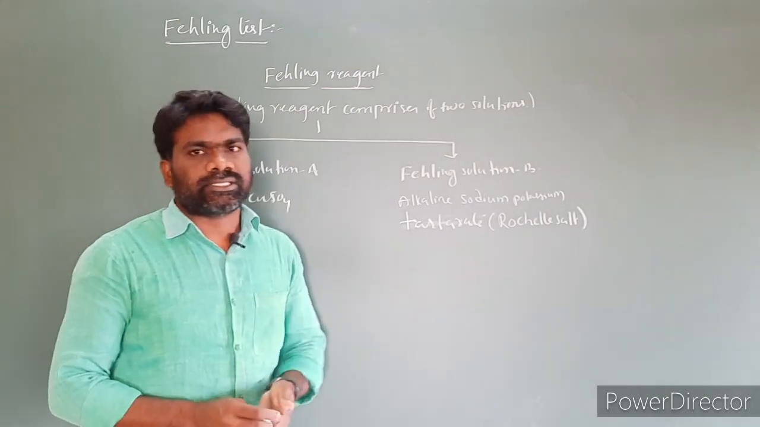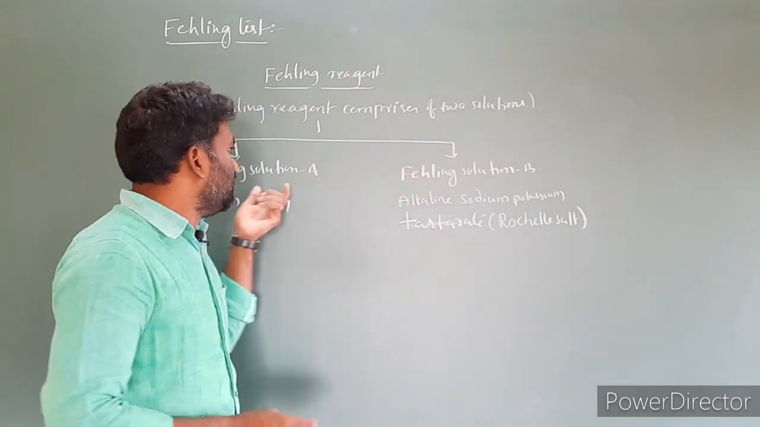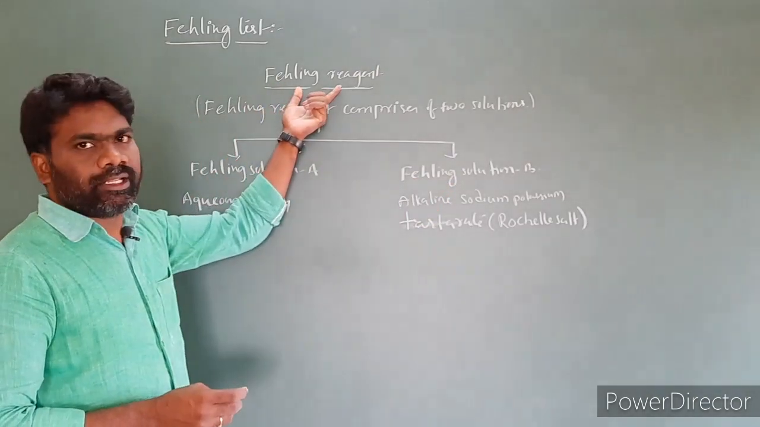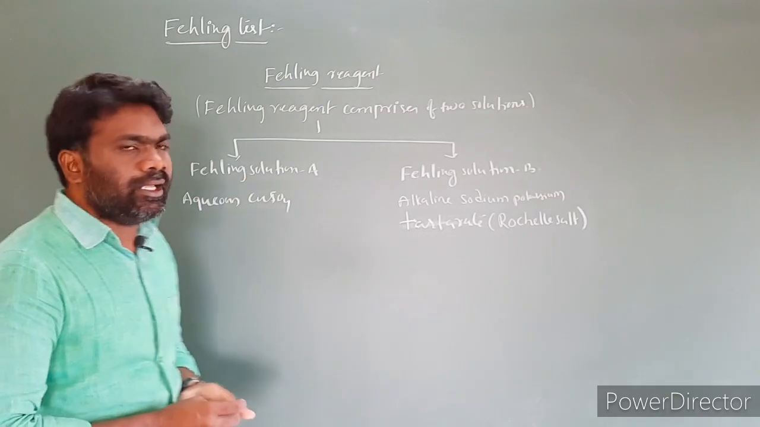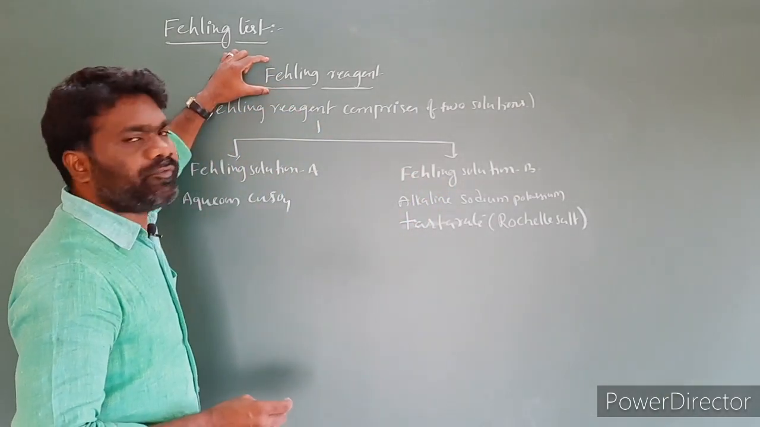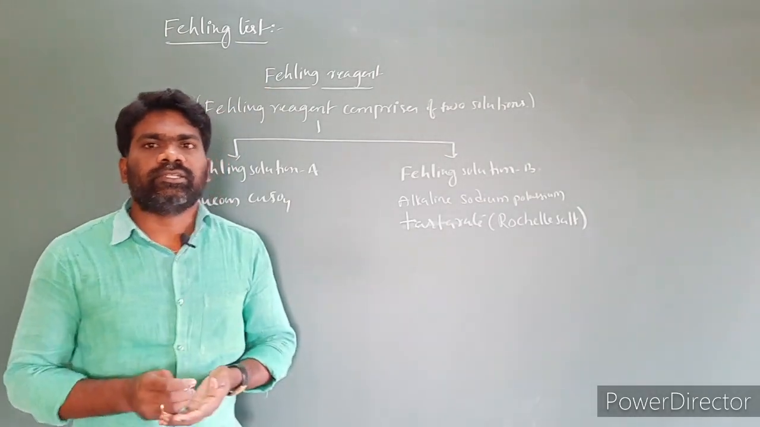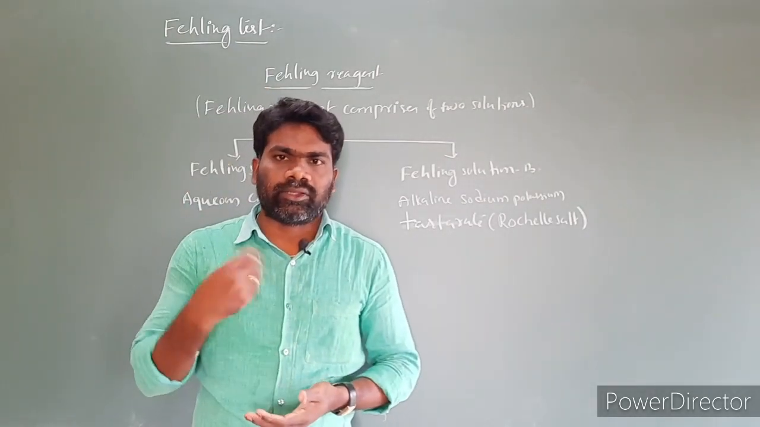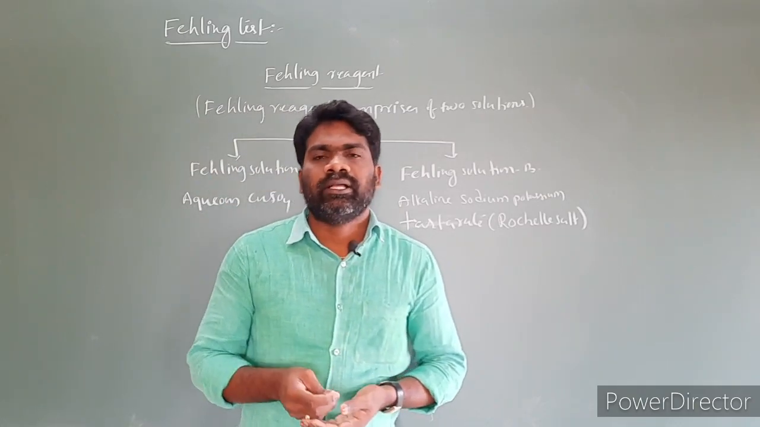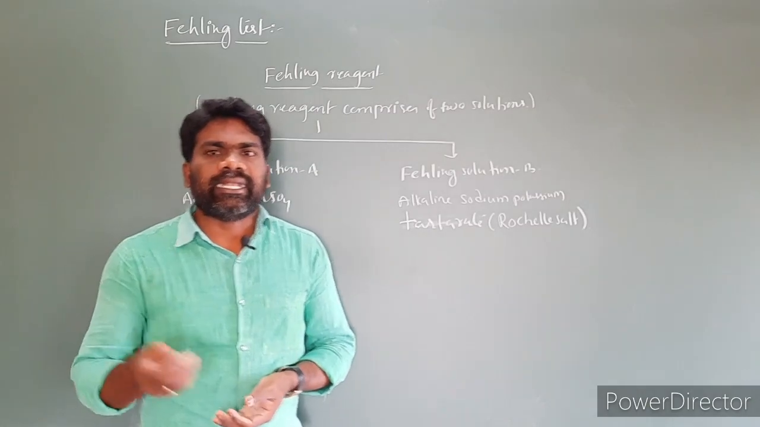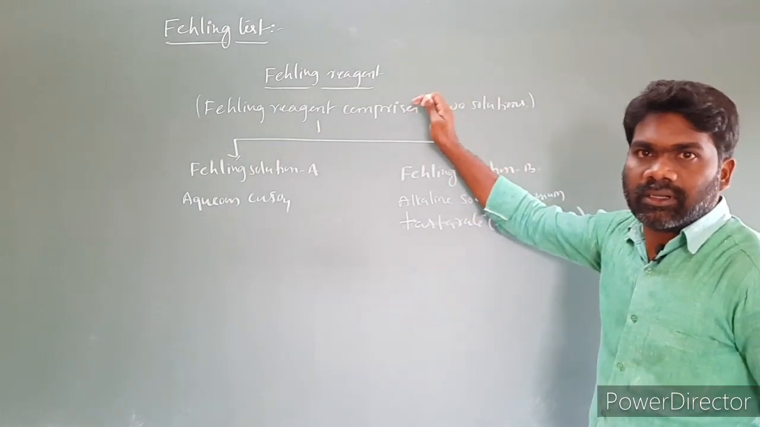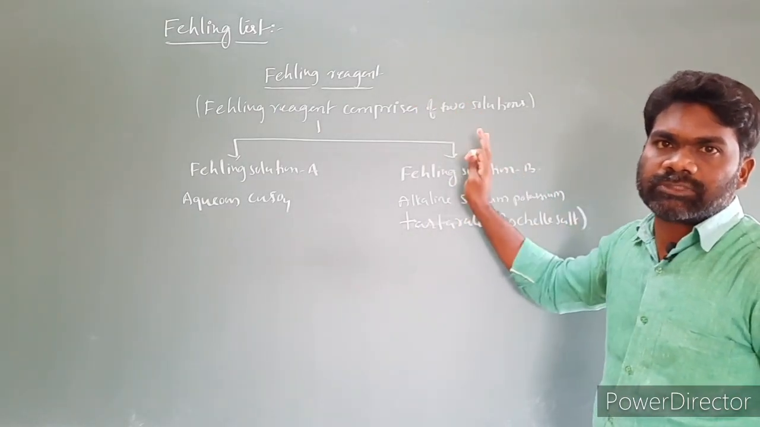While doing the test, we take equal amounts of Fehling solution A and Fehling solution B in a test tube. The mixture of equal amounts of the two solutions, we call the Fehling reagent. We add the Fehling reagent to the aldehyde. Upon warming this mixture, we will get a red brown precipitate, which indicates the presence of aldehydes in a compound. Aldehydes will give this test. Ketones do not respond to this test.